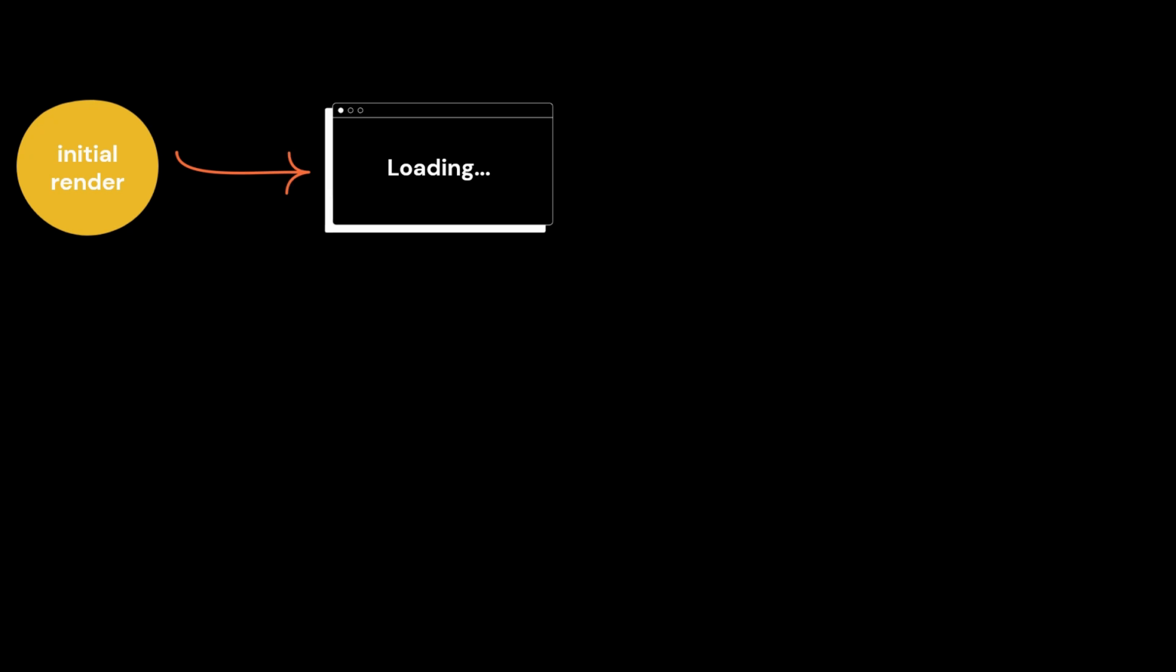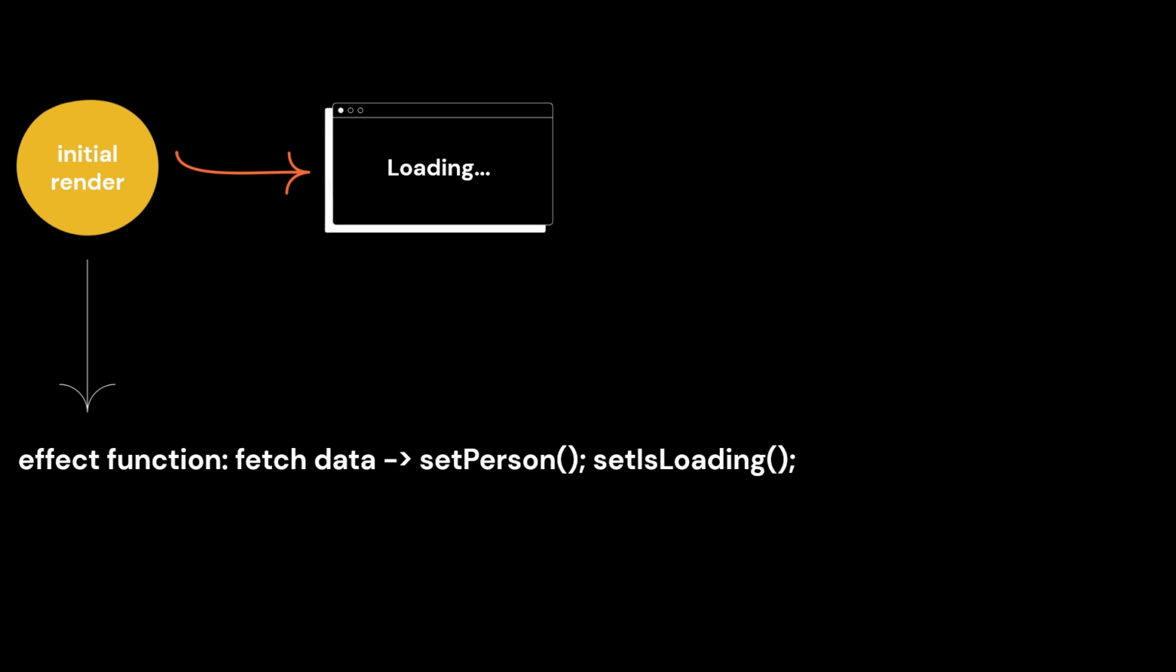Let's recap what happens in sequence. First, when the page is refreshed or when the toggle button is clicked, an initial render of the person component is kicked off. As a result of the initial rendering, a loading message is displayed in the browser, but it also triggers the effect function. Inside the effect function, a GET request is sent to the backend.